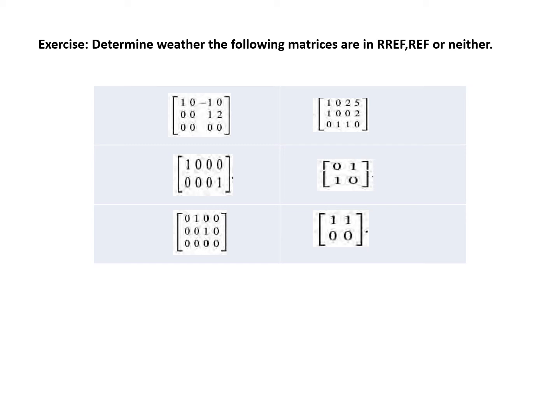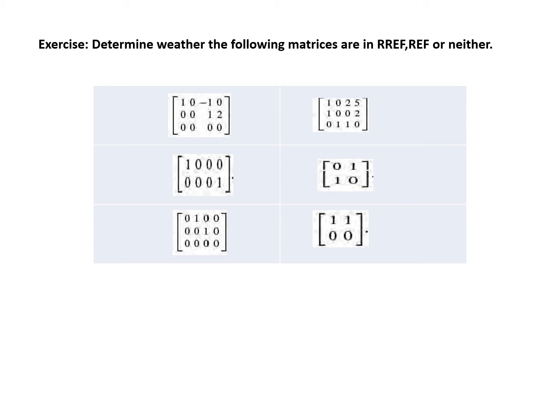But the second condition is that below a leading one, all elements are 0. On the first row leading one, below that leading one, there does not exist an entire zero column. So we may say it does not satisfy the condition of echelon form, so you may say it is neither. It is not in row echelon form, and it is not in reduced echelon form.